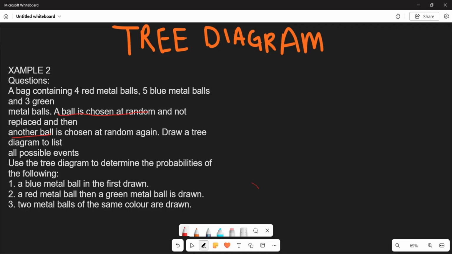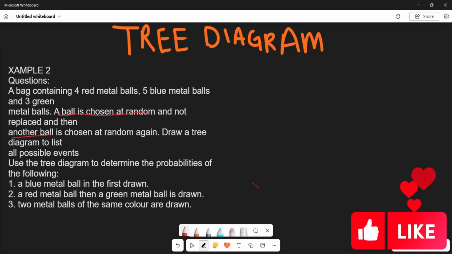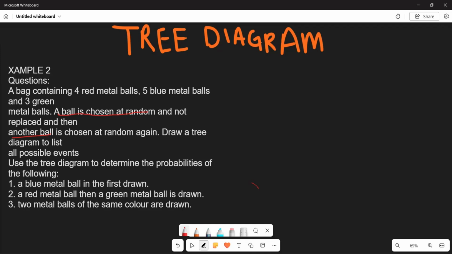Now they say use the tree diagram to determine the probability of the following: a blue ball in the first draw. Right, now what is it that we are going to do? It is important that we start by drawing the tree diagram in order for us to understand these particular questions. Now, how are we going to draw this? Let's start here. How many balls are we having?